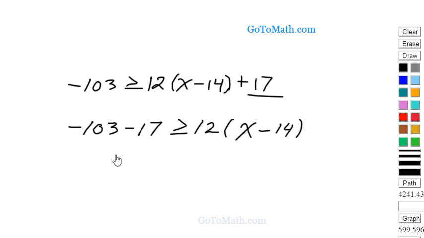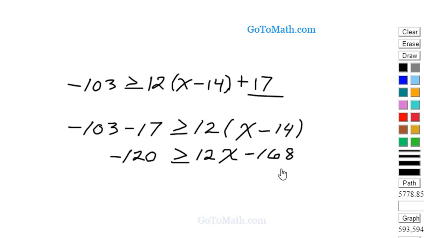Okay, so we got negative 120 is going to be greater than or equal to, and let's just go ahead and distribute this 12 across. How's that? So that's going to be 12x, and then 12 times negative 14 is negative 168. Alright. And then, of course, let's get rid of this 168. We can move it over here to this side.